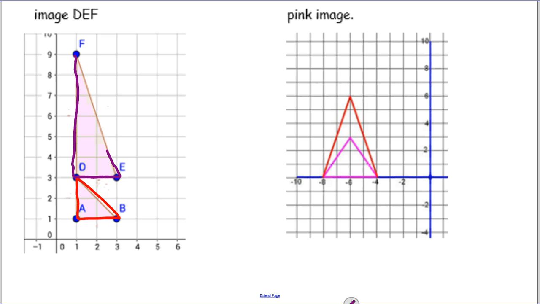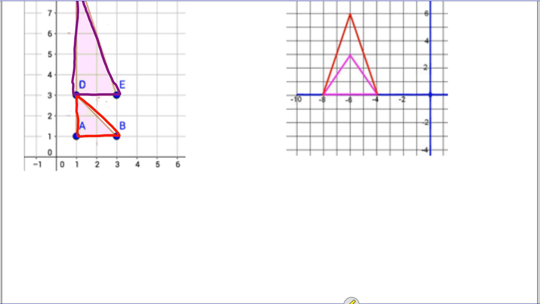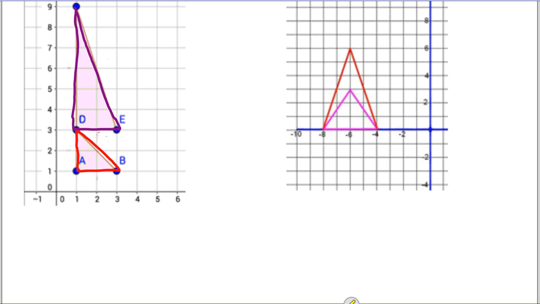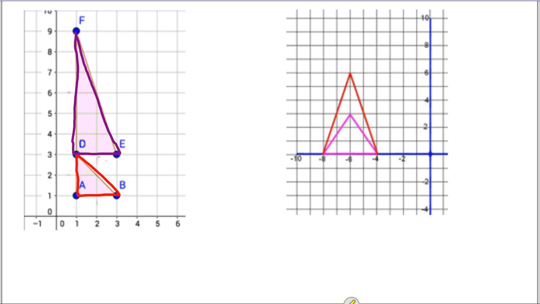So a single transformation, we want to know for a stretch, what is the invariant line and what is the scale factor? That's what we need to know. And we need to know it's a stretch, of course. Okay, so let's see. If you notice, each point on the image is 3 times as far away from the x-axis as each point on the object. So our invariant line is the x-axis.